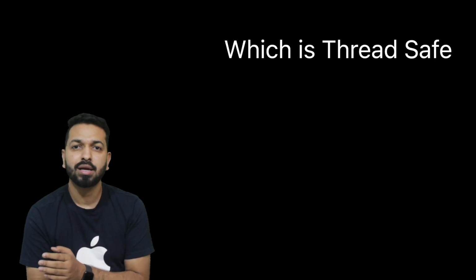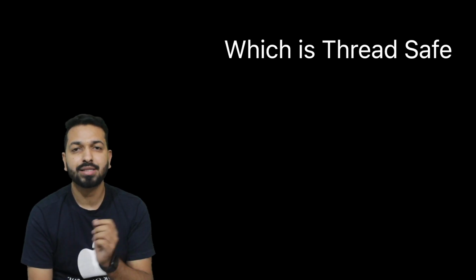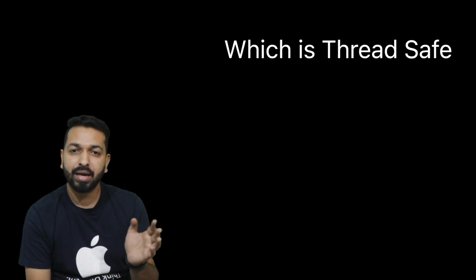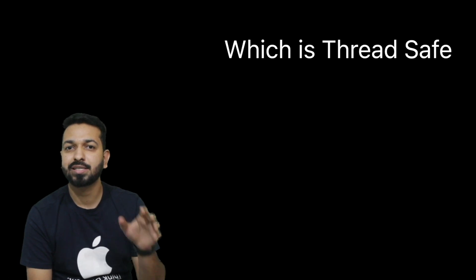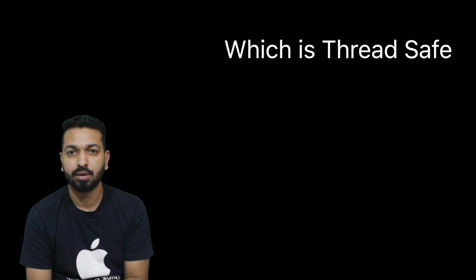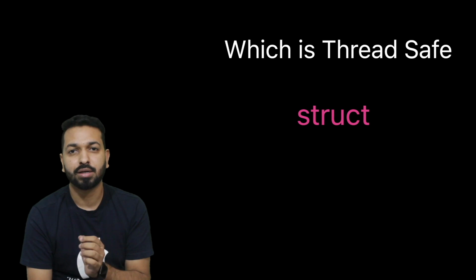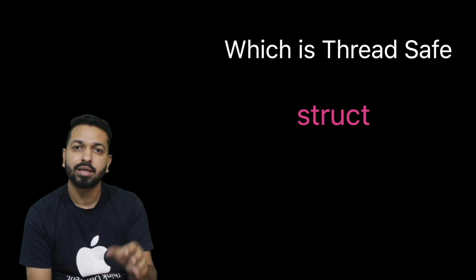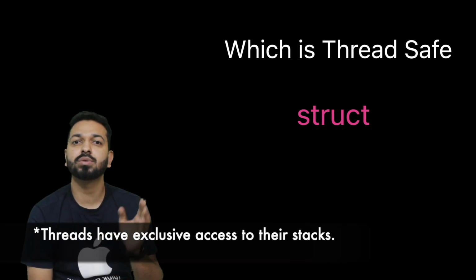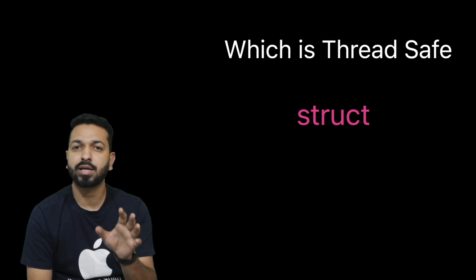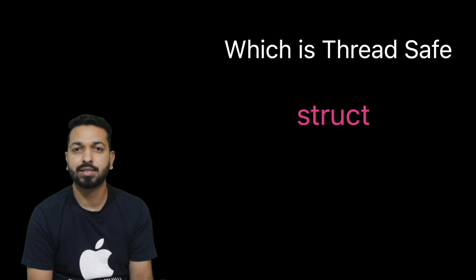Continuing in the same context, the next question can be, which one is thread safe? And by now, you should be able to answer this question because you know how the memory allocation is happening for structs and classes. And the obvious answer is struct. Because for the struct, the memory allocation is happening on the stack, and the stack has exclusive access to the threads. So if shared access to that stack is not allowed, it is of course thread safe.